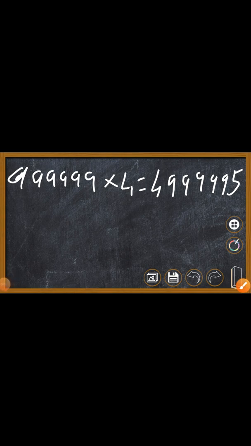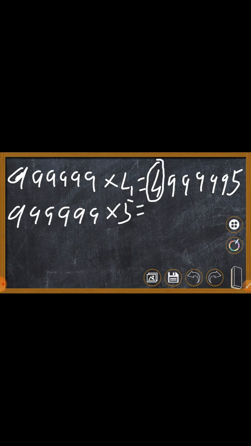Yes, now we move on to the next step, which is 999999 into 5. Yes, because after 4 it is 5. Yes, the left hand side was increasing in the answer, so we will write 5 over here. Yes, then after that 5 nines, just like every answer, and the right hand side was decreasing. So before 5 we have 4, so I will write 4 over here.